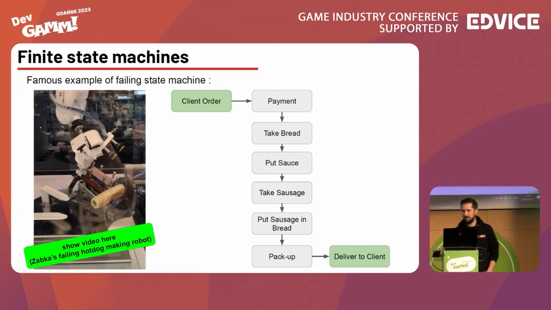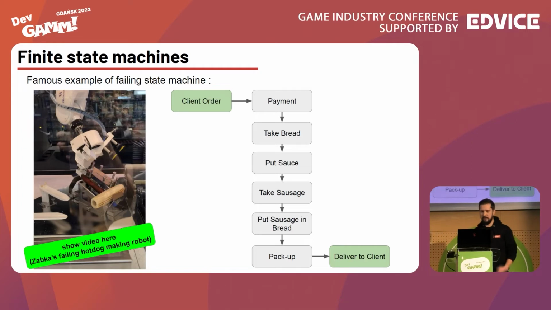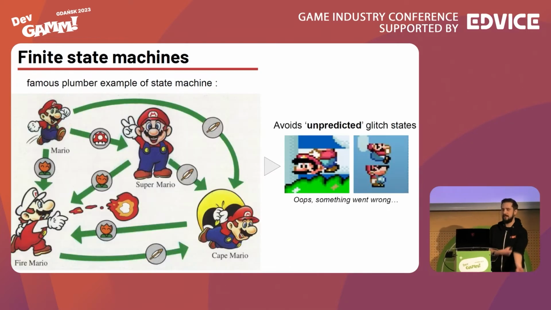So, as we can see, the state machine of this machine worked, but not the expected way. So, to continue, now an example which is more connected with our industry.